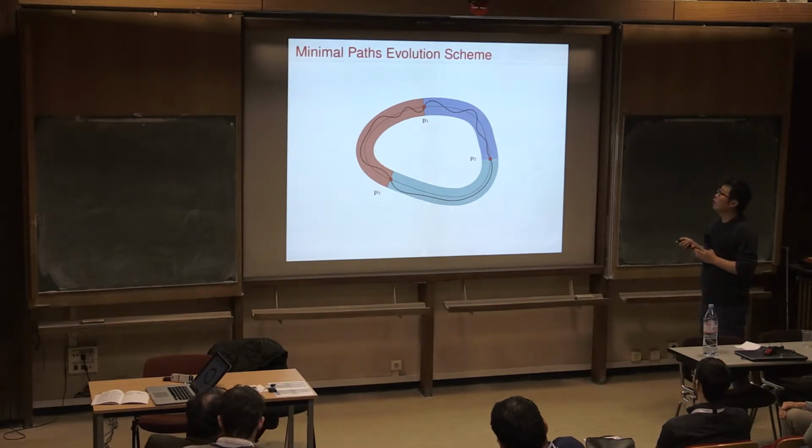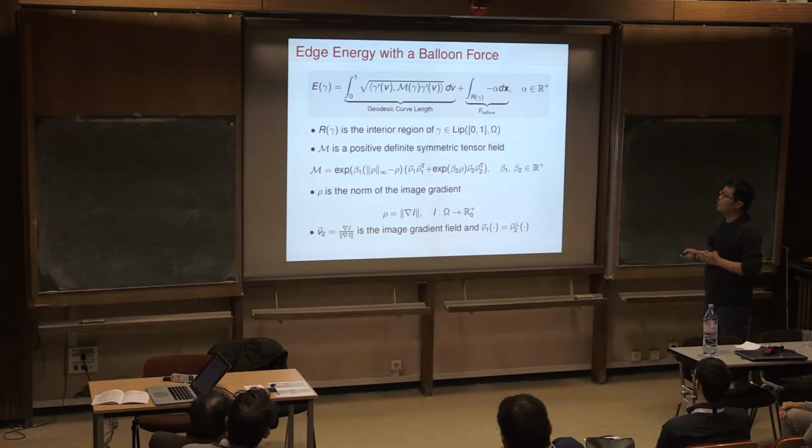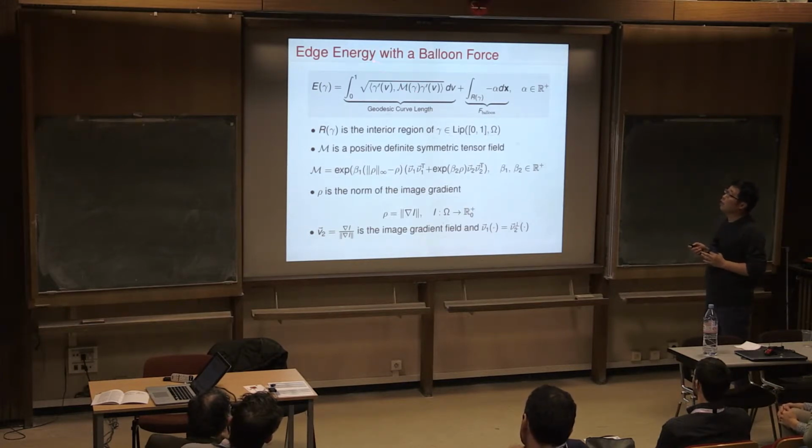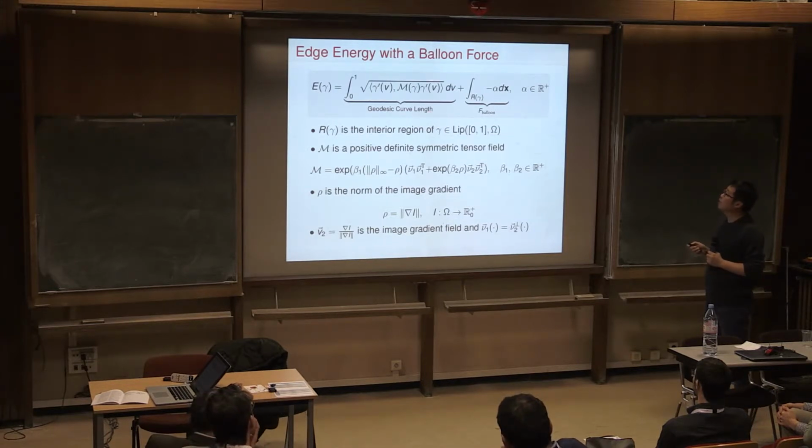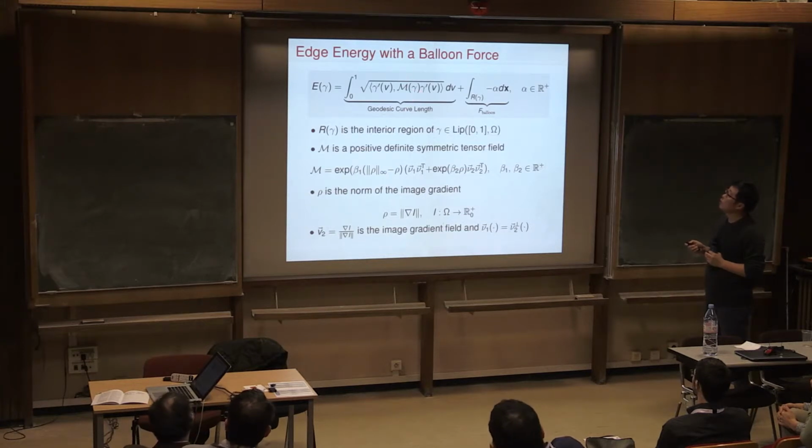Another key point for our method is how to design a suitable geodesic metric so that when the initial contour is far from the target boundary, the active contour will move towards the target edges. So here we use the balloon force. In this energy function, we have 2 terms. The first term is the geodesic curvature. It involves a positive definite symmetric tensor field M and a balloon force term.